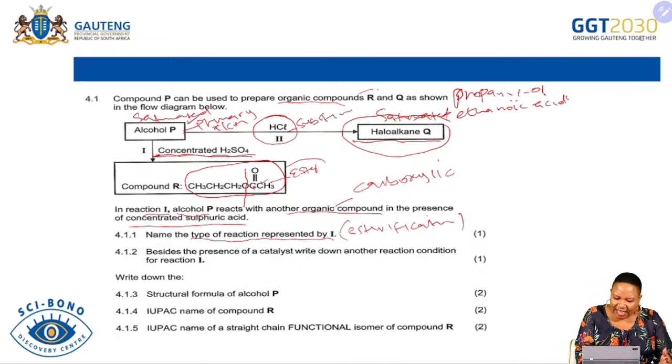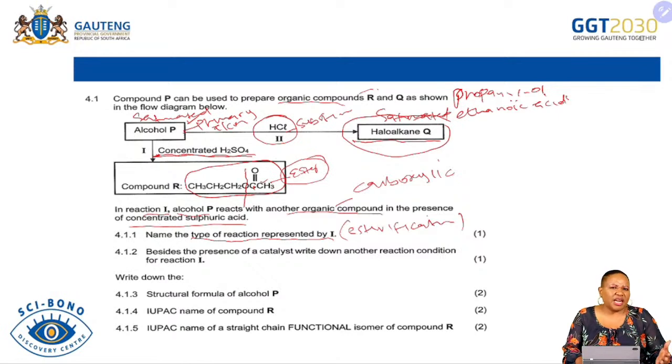And because this is an ester, we know that it can also have some functional isomers. And the functional isomer of an ester, we know, is a carboxylic acid. So in terms of that, you just count the number of carbons and it will give you the carboxylic acid that can be its functional isomer.